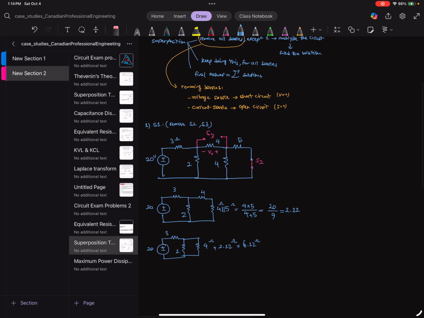And then one more step, we do 20 volt and then 3 ohm. Here we have 2 ohm in parallel with 6.22 ohm, which is going to be 2 multiplied by 6.22 over 2 plus 6.22, which is going to be 12.44 over 8.22.